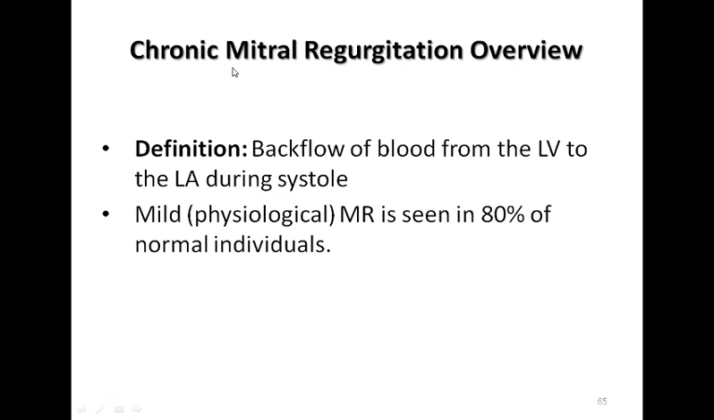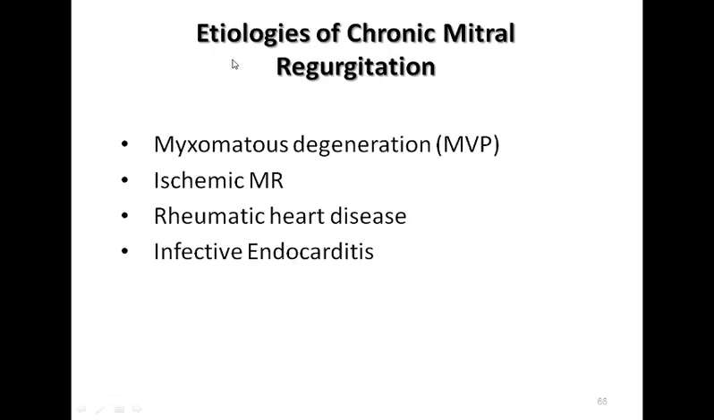Then move to the chronic mitral regurgitation. Mild physiological type of mitral regurgitation is seen in about 80% of normal individuals. So it's common to have trivial mitral regurgitation. What are the common causes for chronic mitral regurgitation?